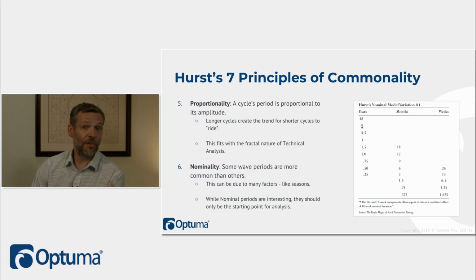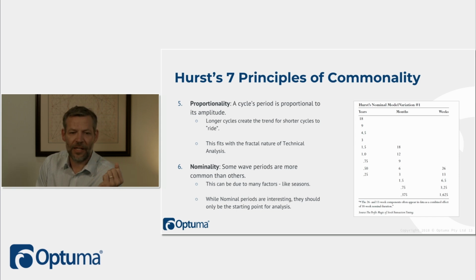9 years is about the business cycle length, 4.5 is close to the presidential cycle. So these were periods that he would start looking at and see whether it was a good fit or not. And then down into months and then down into weeks as well. So again, the nominal cycle is not saying that a security has to follow these periods, but it's the starting point of any cycle-based research, which again, Hurst was using.